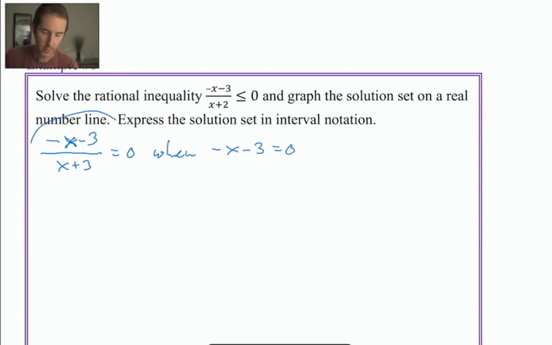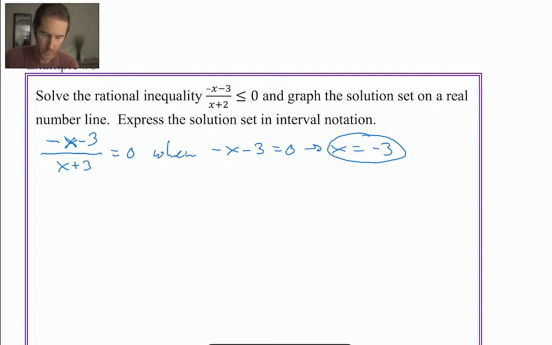In fact, if you just look at this equation and you multiply both sides by the denominator, it'll cancel out on the left-hand side, and when it multiplies by 0 on the right-hand side, it stays 0. So you can think of it using the normal processes for solving an equation that looks like this. So we add 3 to both sides and multiply both sides by negative 1, and we find that x equals negative 3 is the solution to how we make the left-hand side of our inequality equal to 0.